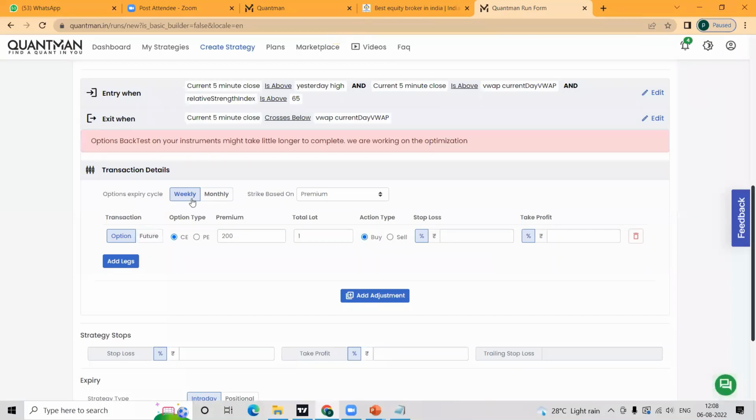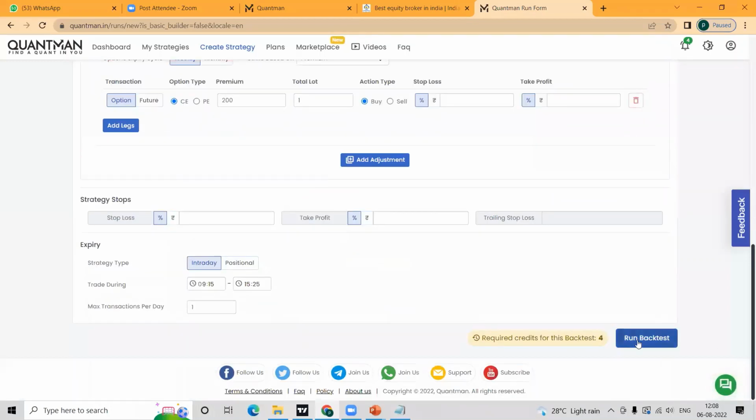Why do I choose weekly? You may argue weekly options have more theta decay compared to monthly. Because weekly options are more liquid. If you choose monthly, theta decay may be lower, but you would end up with much higher charges in liquidity terms, since there will be no liquidity. So I choose weekly options, 200. That's it. I'm going to backtest the strategy. It takes around 30 minutes.